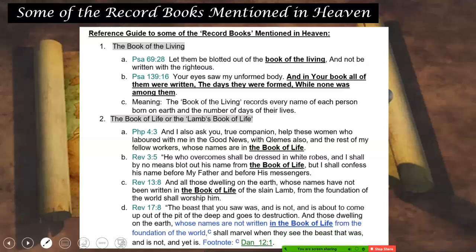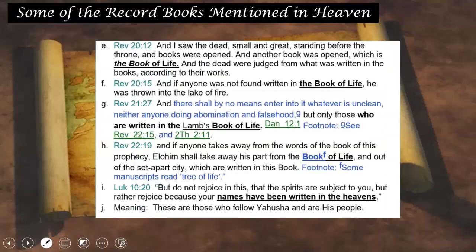"The beast that you saw was and is not, and is about to come up out of the pit of the deep, and goes to destruction, and those dwelling on the earth whose names are not written in the book of life from the foundation of the world, shall marvel when they see the beast that was and is not, and yet is." "And I saw the dead, small and great, standing before the throne, and books were open, and another book was open, which is the book of life. And the dead were judged from what was written in the books according to their works."